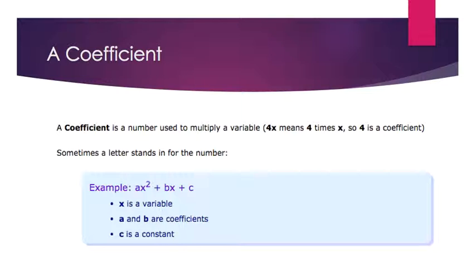That number in particular is called a coefficient. So a coefficient is a number used to multiply a variable, like 4x means 4 times x. So 4 is a coefficient. Sometimes a letter stands in for the number. So, for example, ax squared plus bx plus c. X is a variable, a and b are coefficients, and c is a constant.